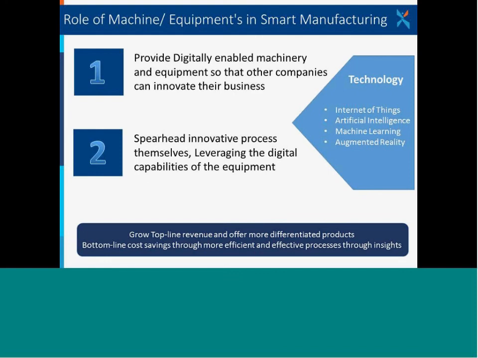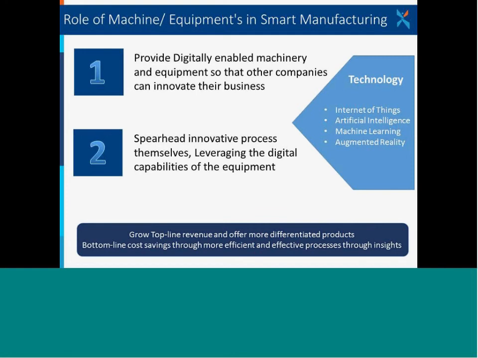The second, and the larger part of the discussion for today, is that in the process of doing this enablement, the machine and equipment companies can also benefit greatly from this technology evolution. They can leverage the digital capability of their own equipment to improve their time to market, improve their machine capabilities, as well as enable some very valuable services that their end users can pay for on a services model. So this is what we are talking about, and the technologies that are coming together here are very many: Internet of Things, artificial intelligence, machine learning, augmented reality. These are all coming together to enable this capability.